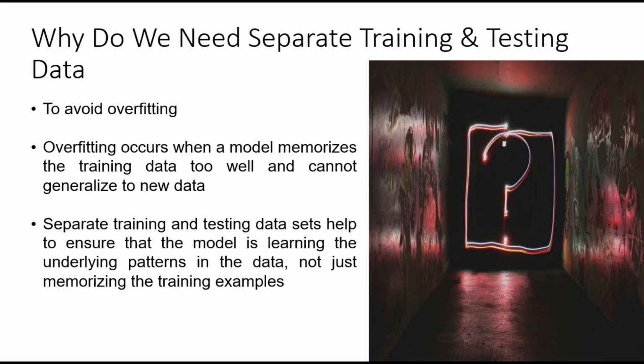It's essential to use separate training and testing data to avoid overfitting. Overfitting occurs when a machine learning model memorizes the training data too well and cannot generalize to new data. This can happen if the training data is too small or not representative of the real world. By using separate training and testing sets, we can help to ensure that the model is learning the underlying patterns in the data, not just memorizing the training examples.